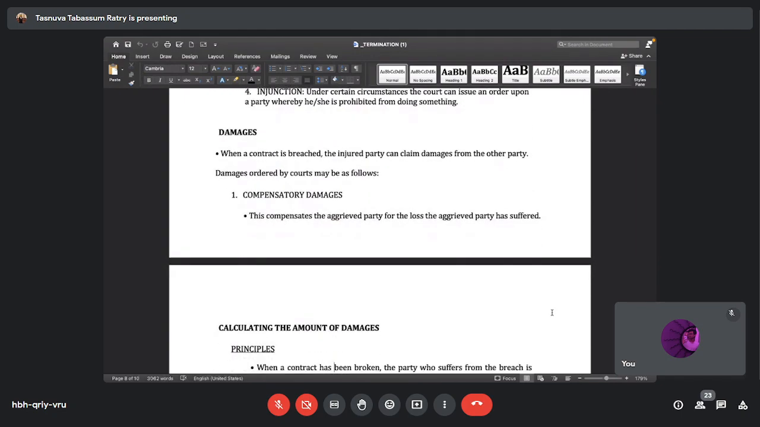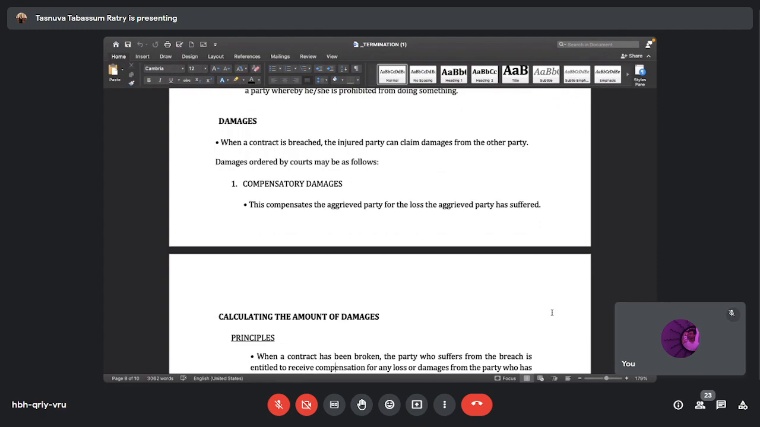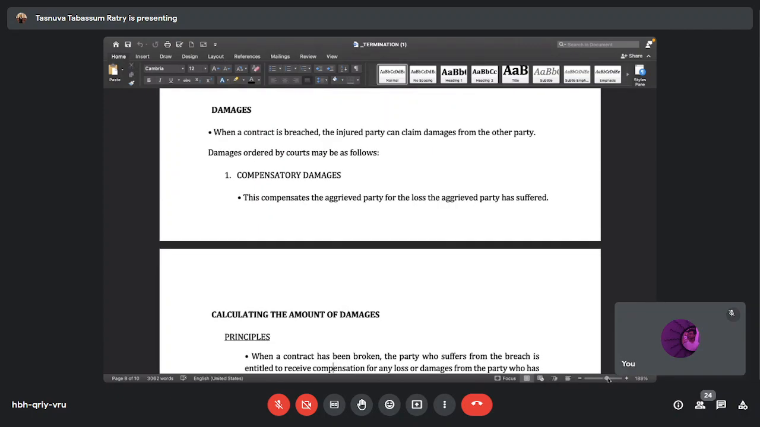Now we will discuss in detail what these four remedies are. Okay, first off, damages. We saw that damages are monetary compensation that the aggrieved party can claim from the other party. So there is a unique way to calculate damages. I have already told you in class, just know this for your knowledge. You need to know how to calculate damages for your exams.